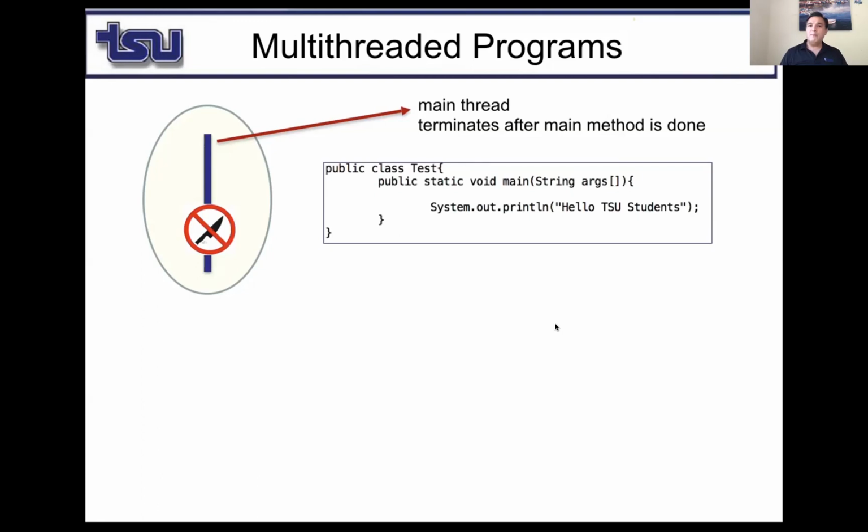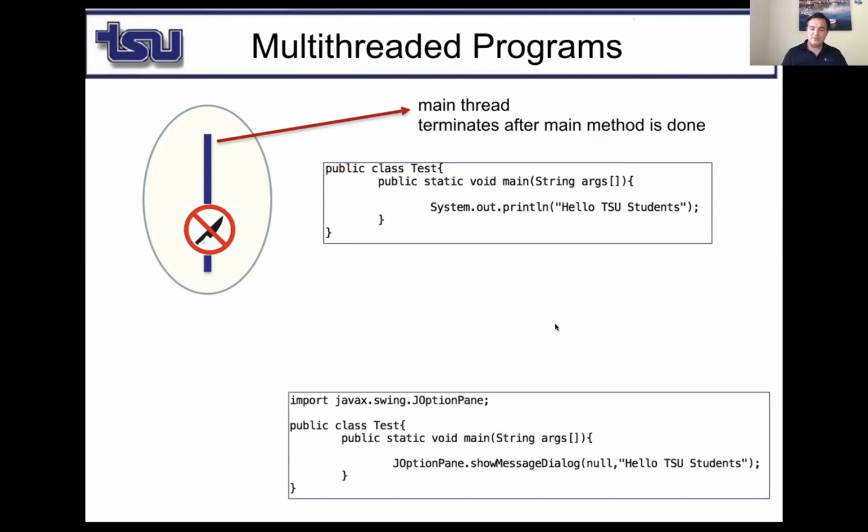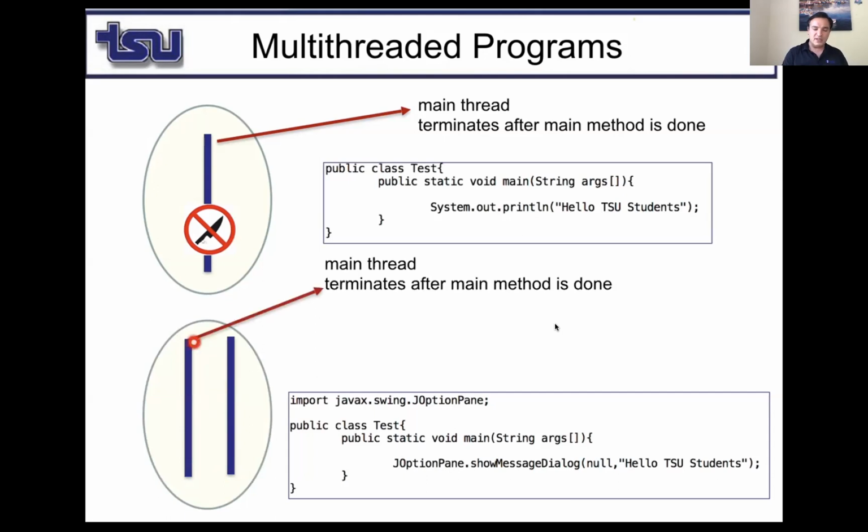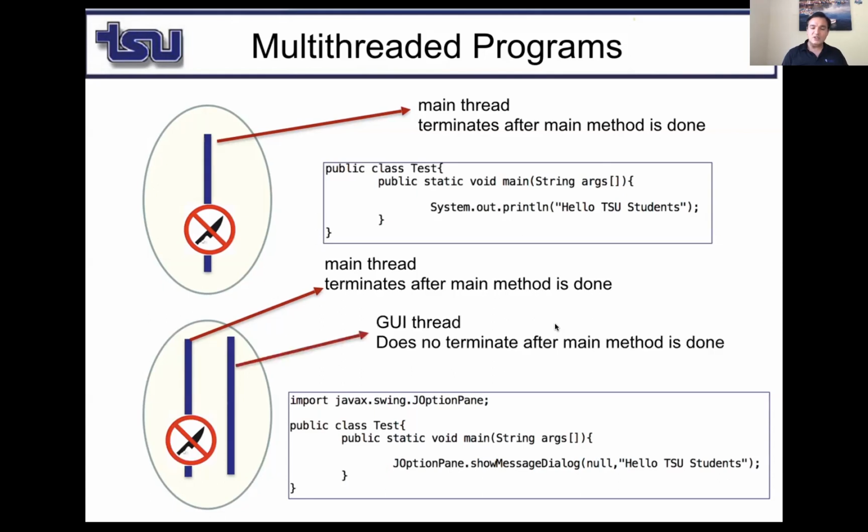Okay? But if this program has JOptionPane, that means this has a graphical user interface component in it. That means there are two lines of execution. And the first line is the main thread. As soon as I'm done with the main method, this thread will be killed. Okay? This will be killed. However, even though I'm done with the main method, the other one will not be killed immediately. Therefore, we were stuck for a while, which is not good, right?